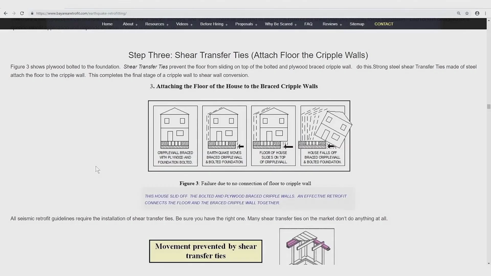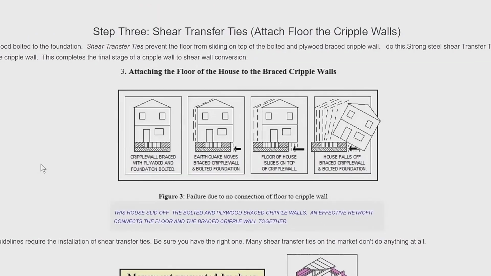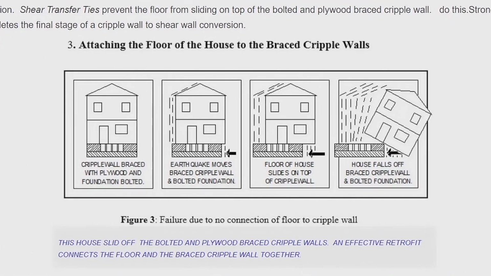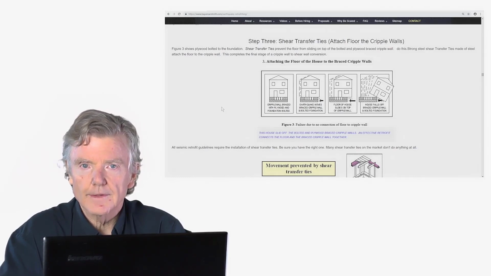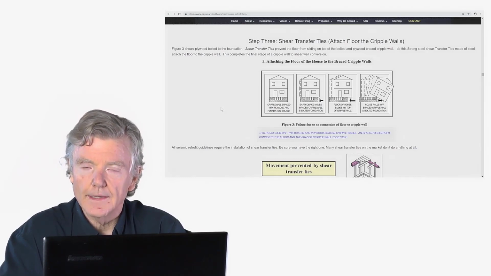So let's go into a shear transfer tie attachment. The shear transfer ties attach the floor framing to the top of the cripple wall. So our cripple wall has been braced with plywood. The bottom of the cripple wall has been bolted to the foundation, but now we need to attach the house itself, the floor of the house, to the top of the cripple wall to prevent it from falling off.